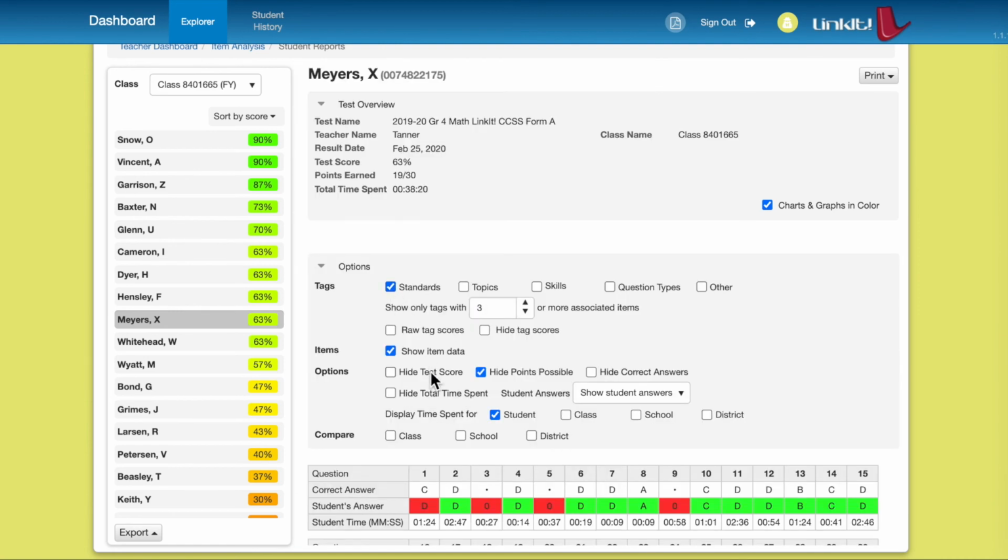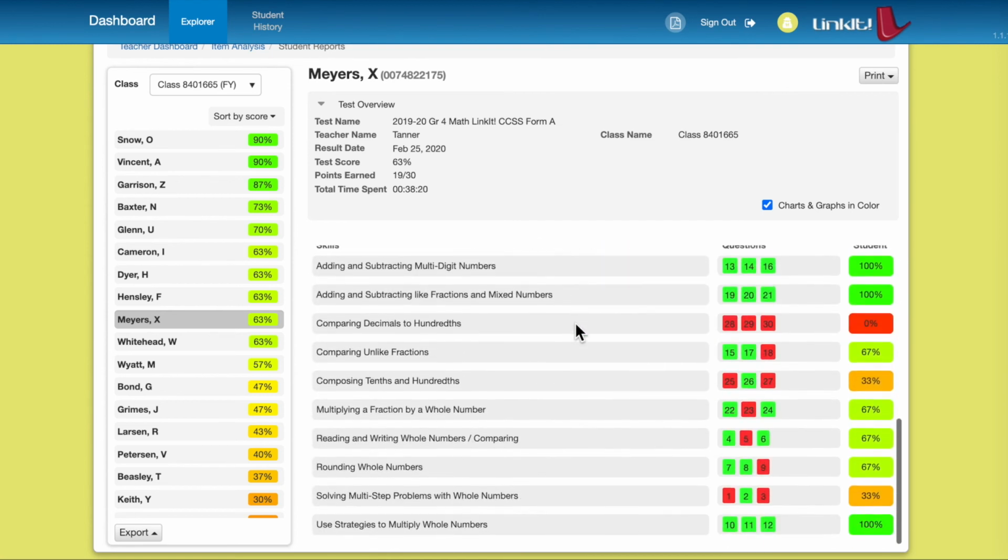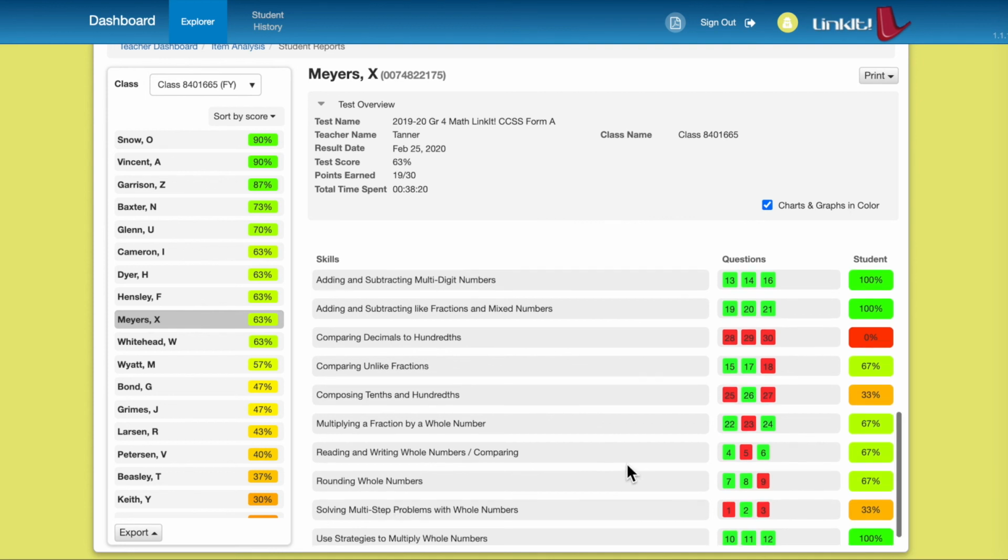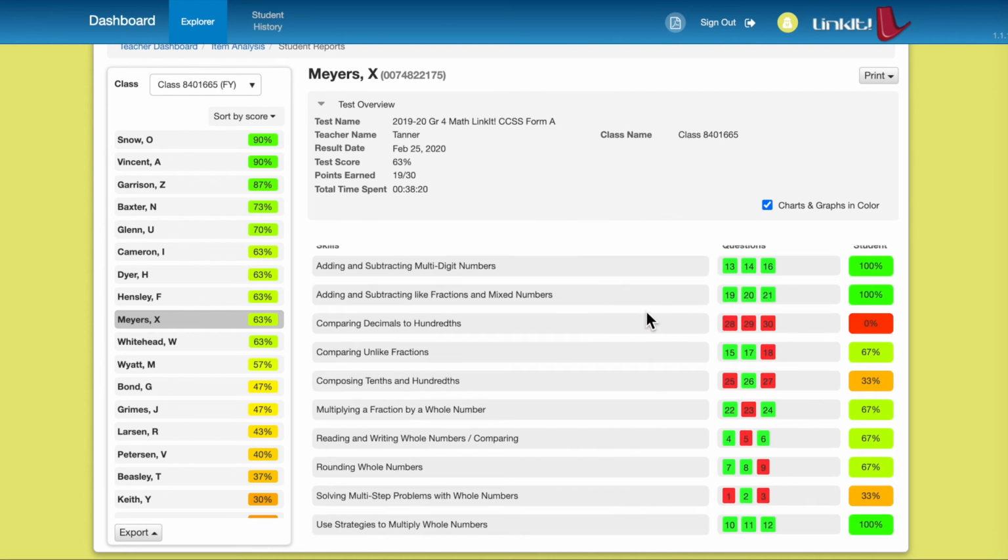And if you wanted to, you could change the language from standards to something more parent or student friendly to skills. And now we can say we have things like comparing decimals to hundredths, multiplying a fraction by a whole number, solving multi-step word problems. And you can have a conversation that says, let's look at what the strengths are, let's look at the areas of weakness, and let's lay out a roadmap, how we can work together to build skills.